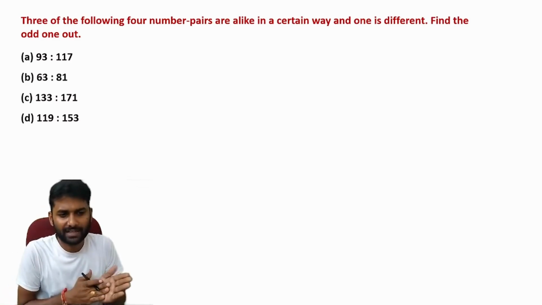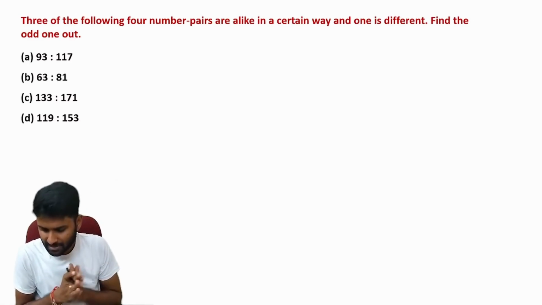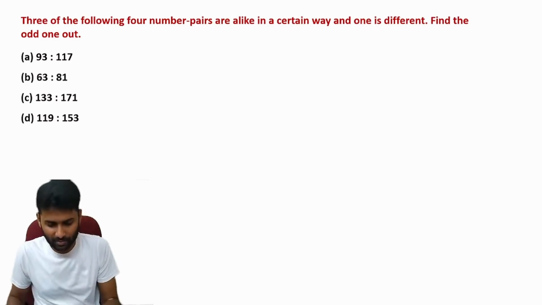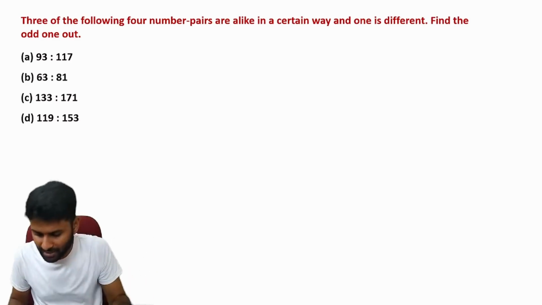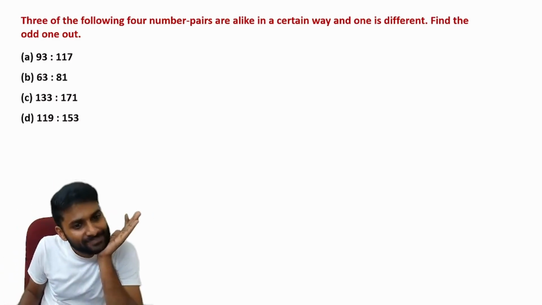See, find the relation here: 93, 117, 63, 81, 133, 171, and 119 and 153. See, 93, 117. Why is it the odd one out? I need your explanation in the comment section. Why did you choose 93 and 117? The reason behind this.